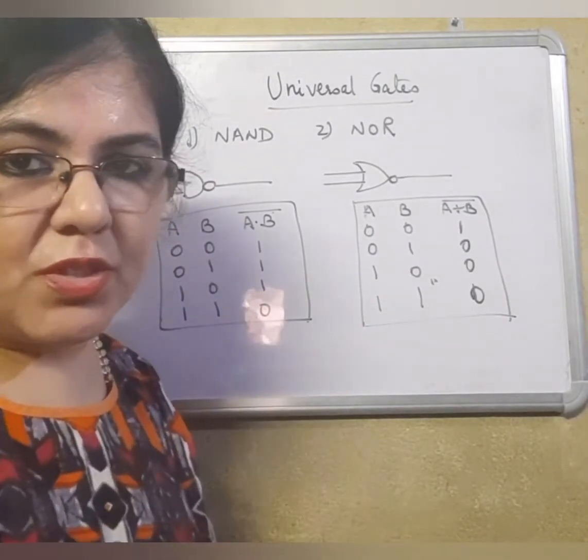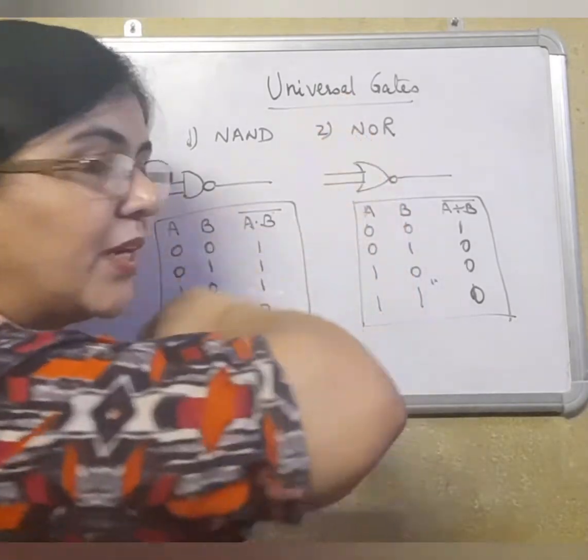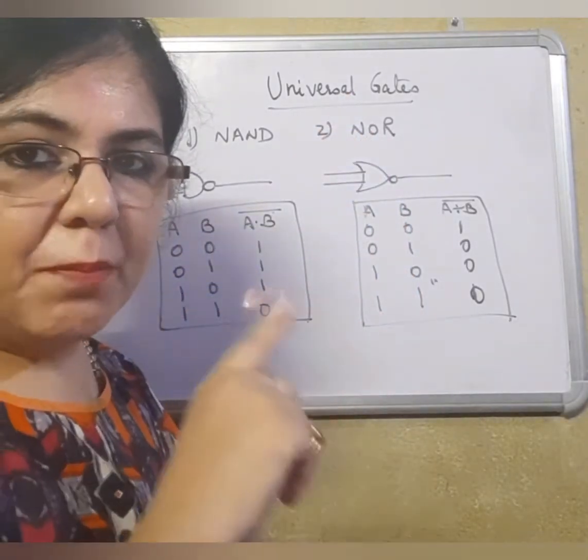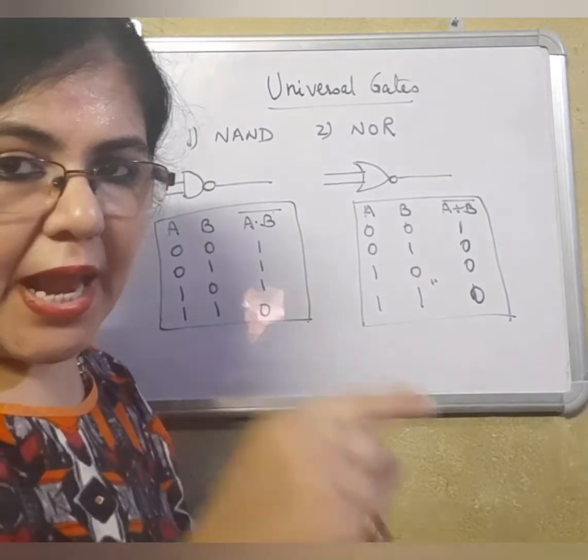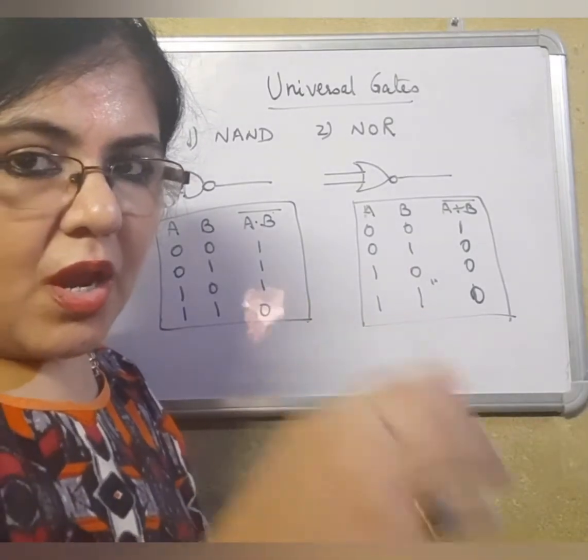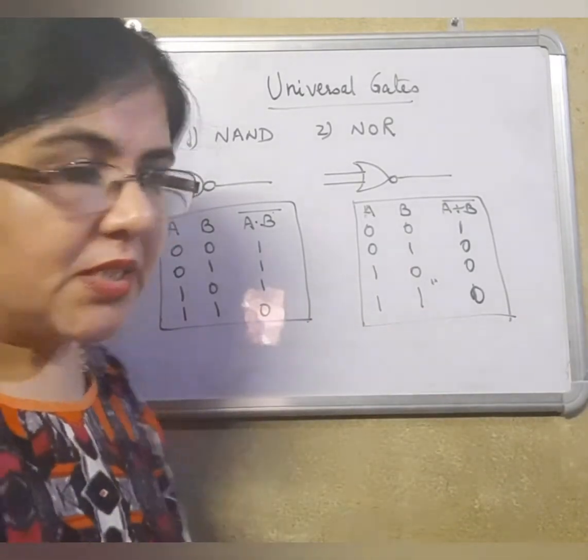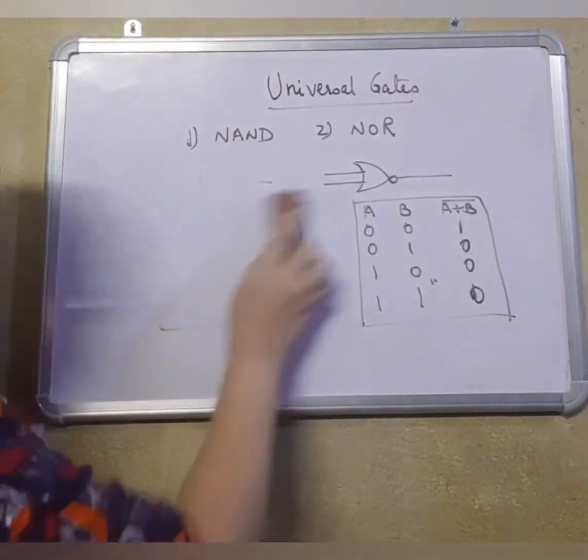Now let's look how to make use. Why are they said to be universal gates? Because using them you can create any of the basic gates that we have learned, AND, OR and NOT. How do we create those gates? With the help of NAND gate first.